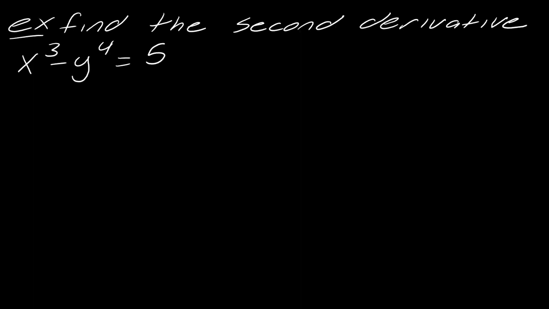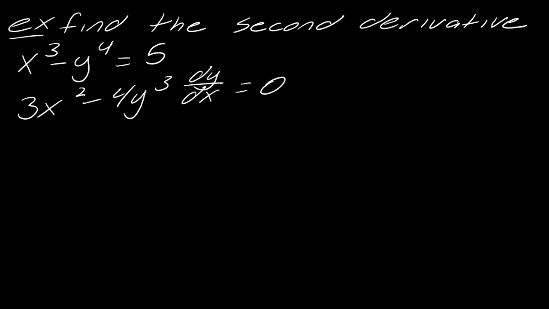Now, I wanted to take a second to compare taking the second derivative with implicit differentiation, because I think in some ways this is a little bit harder. Just as a refresher, the first thing you want to do is take the first derivative like you normally would. So I start with 3x squared minus 4y cubed dy/dx equals 0. So I've got to solve for dy/dx.